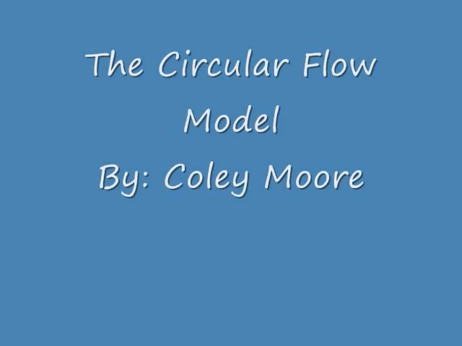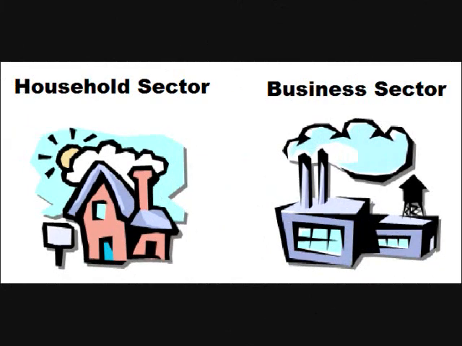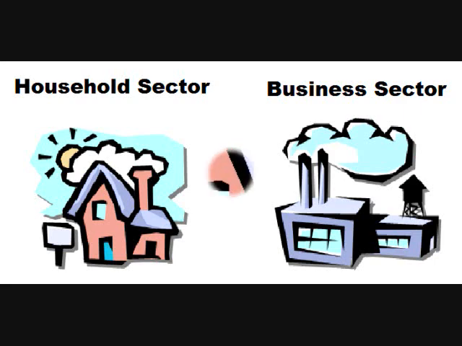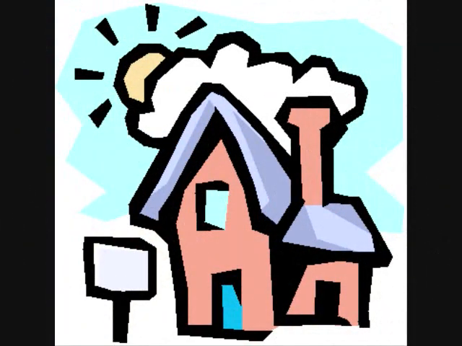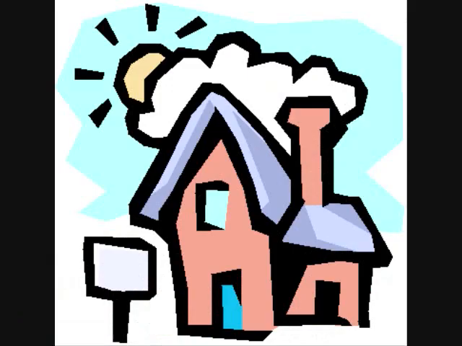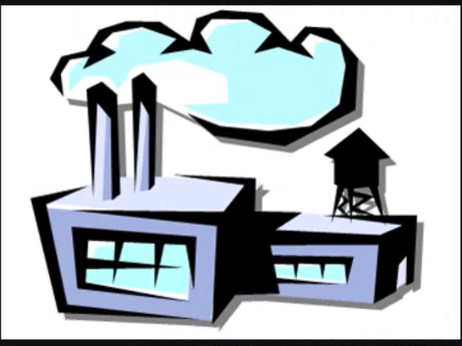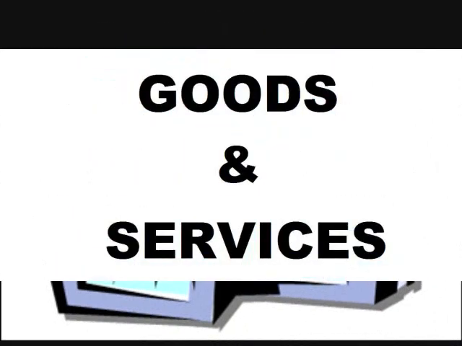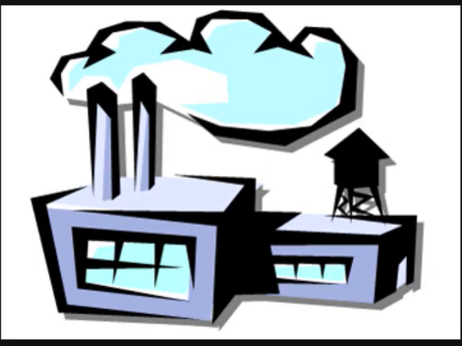In our economic system, there are two sectors, the business sector and the household sector. The households demand consumer goods like cars, computers, and lawnmowers. Households provide labor resources to businesses and own most of the resources of production. Businesses produce and supply goods and services. Businesses demand resources for production.